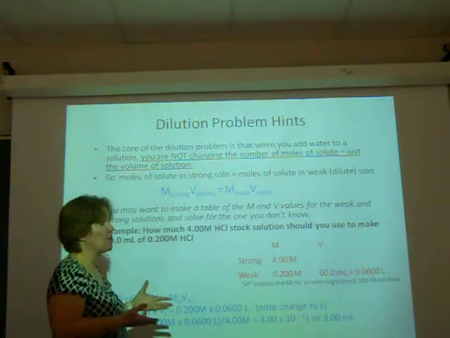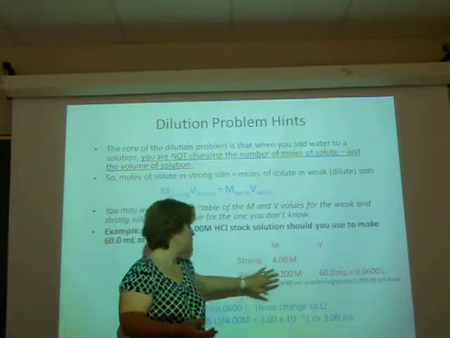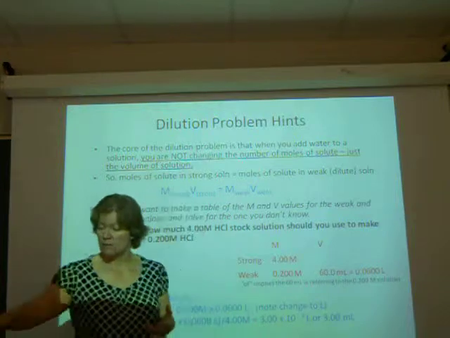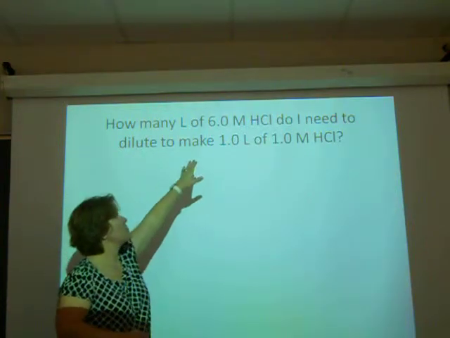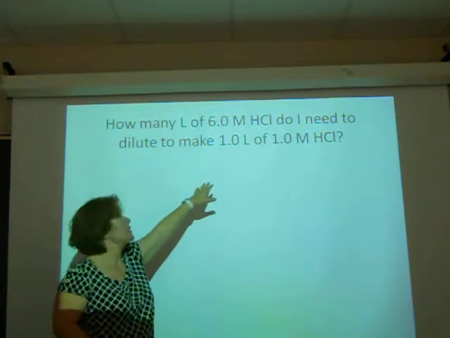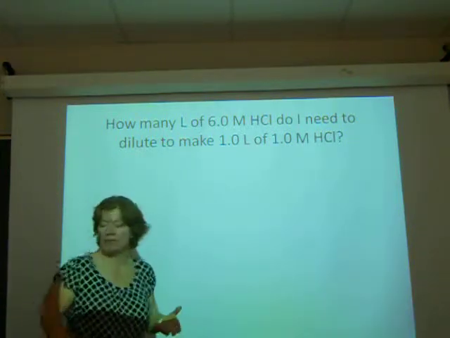So this is how a lot of these dilution problems work. If you can recognize it's a dilution, make a table, and use this formula, you should be able to do pretty well at the dilution problems. Let's try this one. How many liters of 6.0 molar HCl do I need to dilute to make 1.0 liter of 1.0 molar HCl? Again, let's make our table.